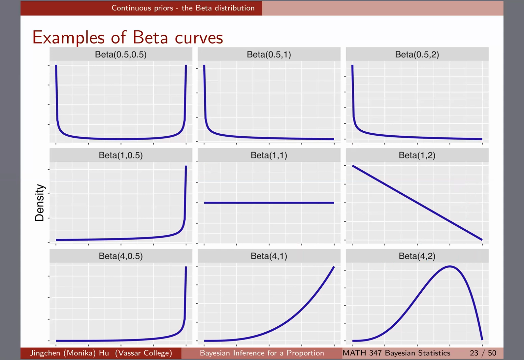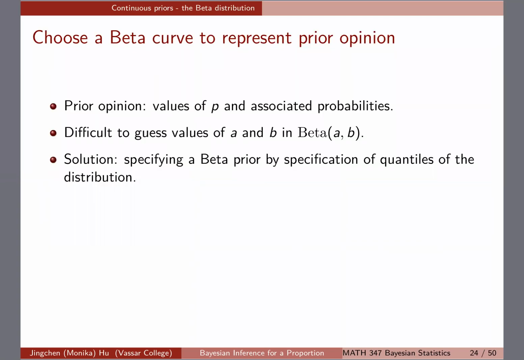All right. I left a homework, for the second homework, a couple of exercises for you to discuss a little bit more about how different prior choices here represent your belief. All right. So again, we know that for the prior opinion, we need to come up with the values of P and also associated probabilities. As you can see, if we just try to choose random choices of A and B and then plot them, it will be a little bit hard to find the one that you really like.